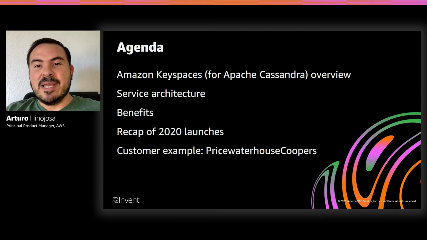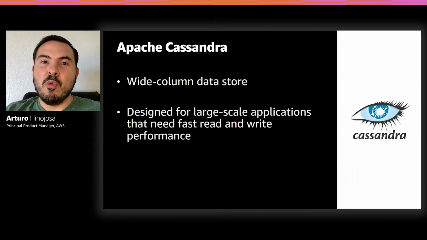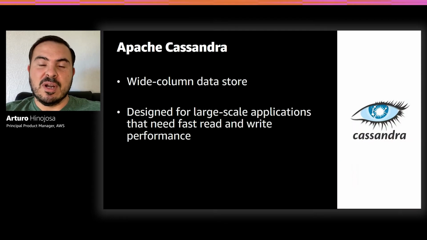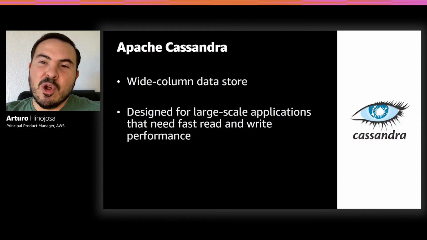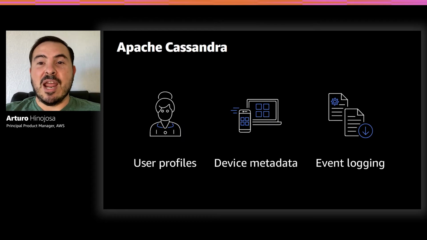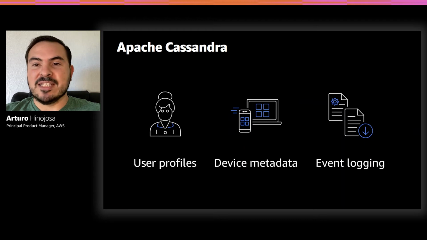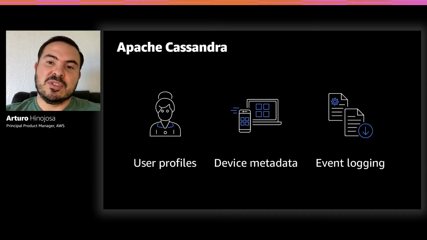Before I start getting into Keyspaces, let's start off by talking about Apache Cassandra. Cassandra is a very popular wide column open source data store. And it's really good for large scale applications that require very fast read and write performance with very low latency. For example, managing all of the user profiles in a social media application, or storing the device metadata for IoT apps, or storing all the messages or transaction history, any sort of event logging where you're writing lots and lots of data very quickly. Cassandra is really good for those use cases.